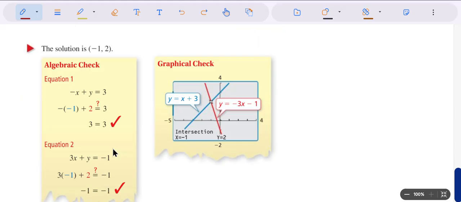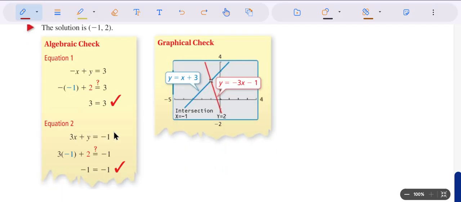Okay. Now, we need to verify whether our answer is correct or not. Okay. Algebraic check and graphical check. Then, equation number 1: x and y both values we substitute. So negative of -1 becomes +1 plus 2 becomes 3. So 3 equal to 3. So, that is correct.